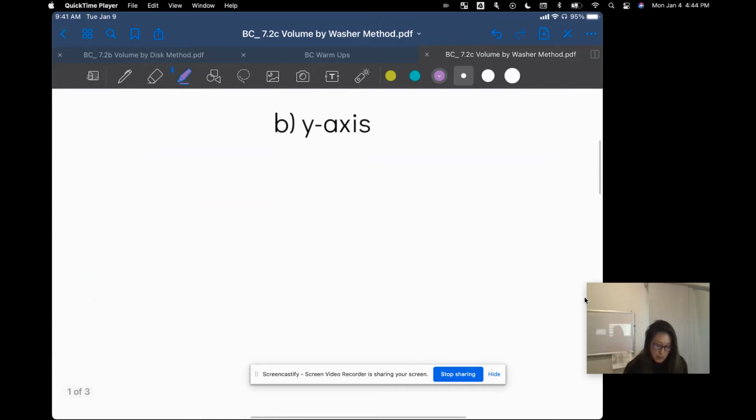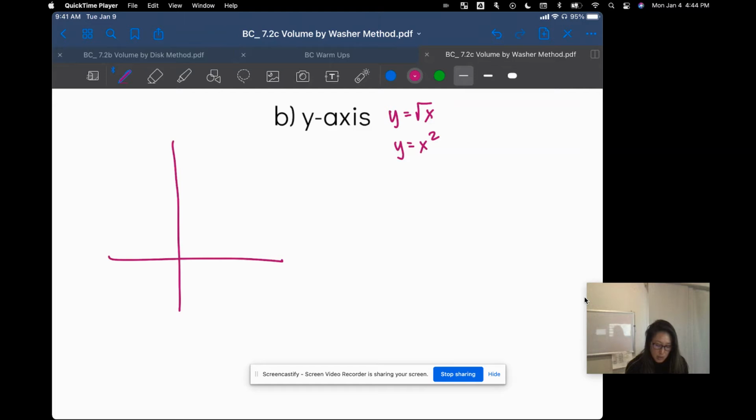All right, so the next one, we're gonna use the same curves. Y is equal to the square root of x, and y is equal to x squared. And we are going to rotate around the y-axis this time. So I'm gonna draw my axis of rotation, the y-axis. My curve goes from 0 to 1. That would be the curve, y is equal to the square root of x. And then the bottom curve is y is equal to x squared.